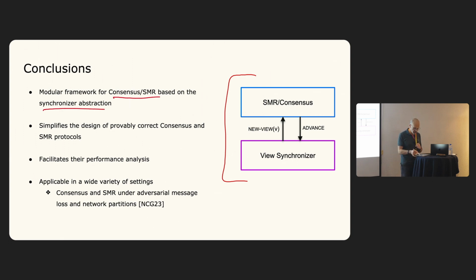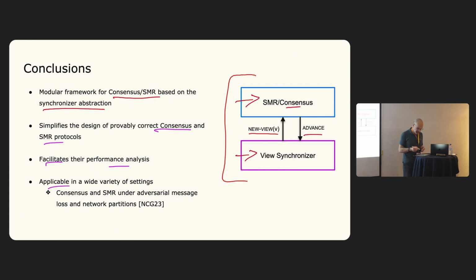There is a view synchronizer, and there is state machine replication or consensus. Essentially, you can have one synchronizer which just produces a new view, or you can have an application-dependent synchronizer that can also produce this advance request. I hope I convinced you that this simplifies the design of provably correct consensus and SMR protocols and facilitates their performance analysis. And we actually keep discovering new applications for the synchronizer.